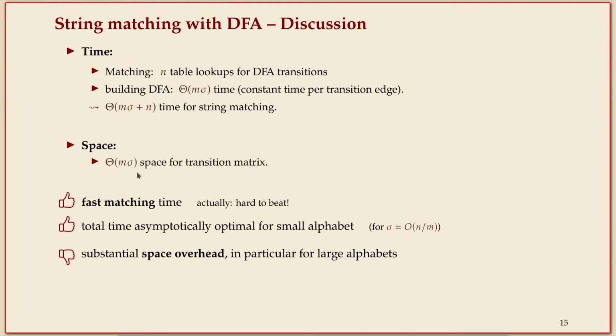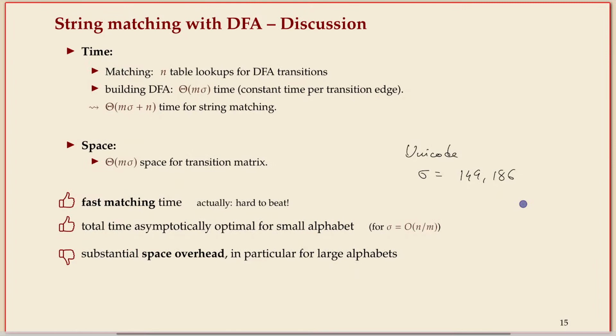And the space is obviously what you need to store the transition function, so it's the number of edges. The matching time is really, really good. If the alphabet is not too big, also the overall time is as good as you can get because you need to read the text. But it is quite a substantial space overhead to have this factor sigma in there. And so for that, I looked this up in the break. If you use all Unicode characters, then sigma with the latest release is 149,186 characters, if you want to be precise.